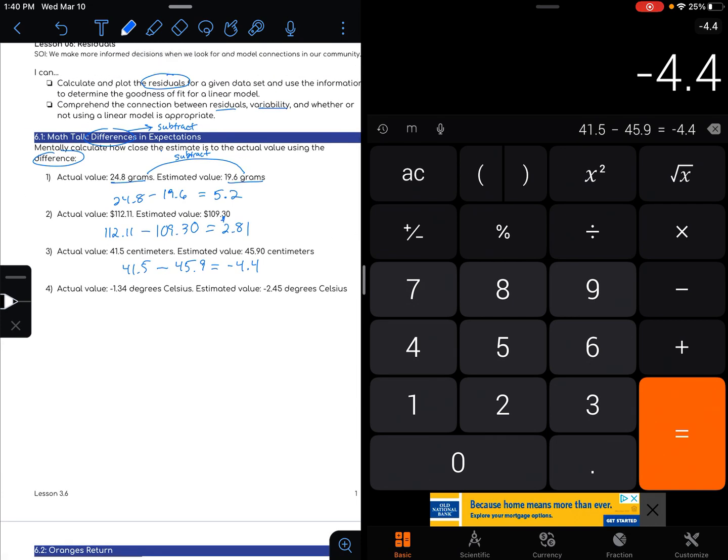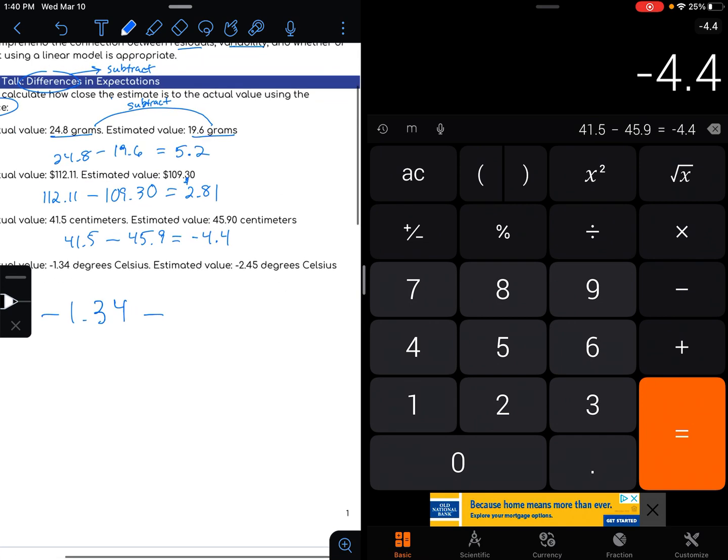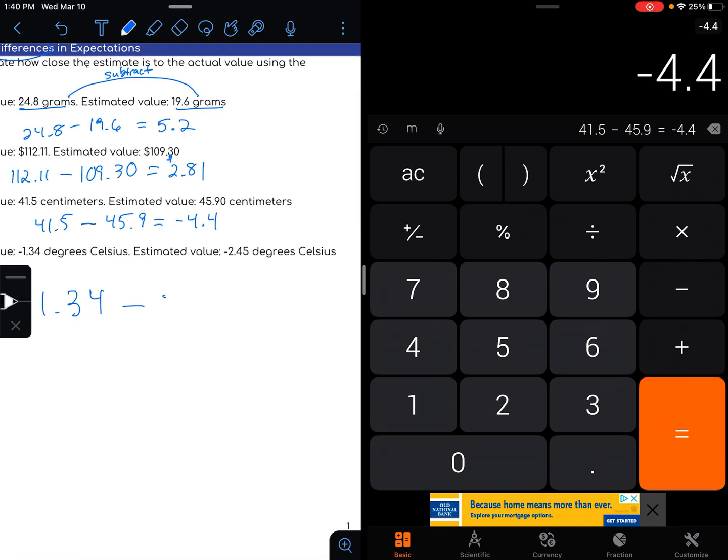And then actual value of -1.34 degrees Celsius and estimated value of -2.45. Notice I'm taking the difference, so I'm subtracting, but I'm also subtracting a negative right here. So the difference between those two seems to be right around 1.